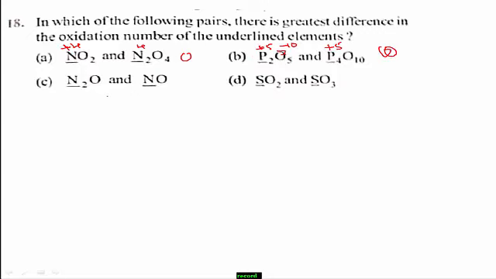Next, in N2O, the nitrogen oxidation state is plus 1 and in NO it is plus 2. So the difference in the oxidation state is 1. Next, in SO2 the sulfur oxidation state is plus 4 and in SO3 it is plus 6. Therefore 2 units are changed, and the difference in the oxidation state of sulfur is 2. Hence the difference in the oxidation state of underlined elements is greatest in SO2 and SO3. Therefore option D is the right answer.